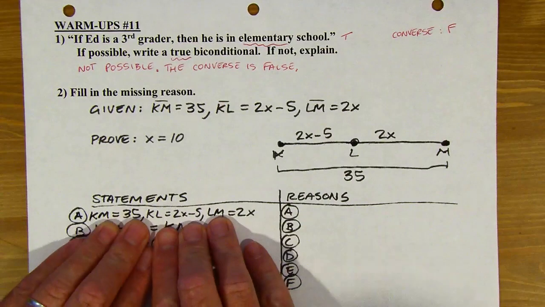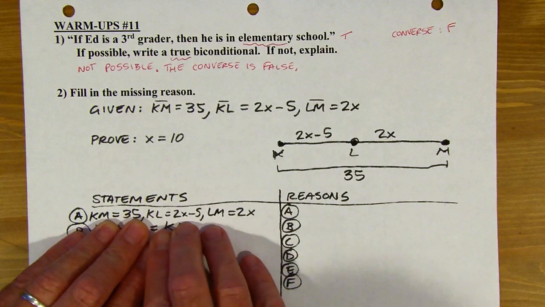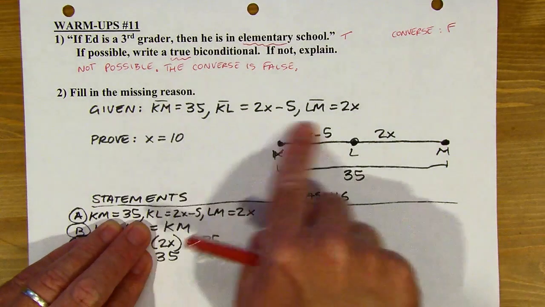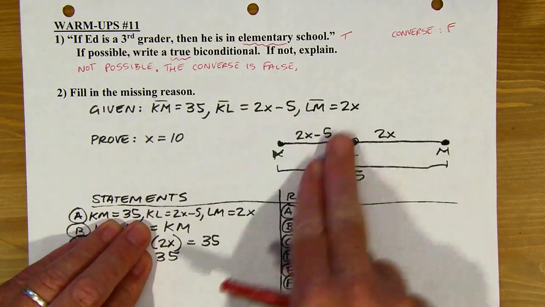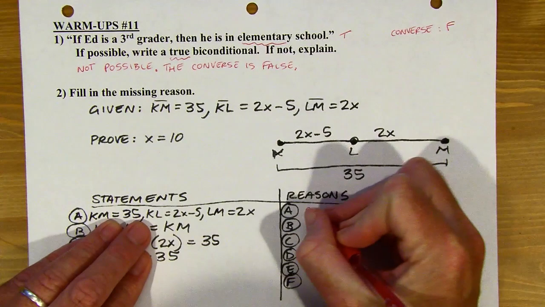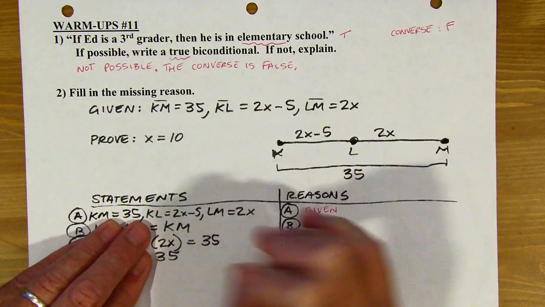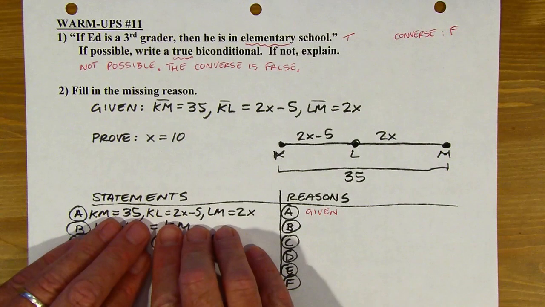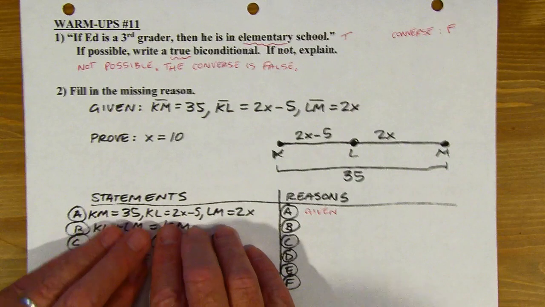First, I'm looking at this statement. I'm supposed to fill in the reason for this. Why is this true? Well, this is true because it's given. We're just told that it's true, right? It's given in the diagram, and also up here it's just written as given. So that's always going to be my first reason, given, okay? And then from there on out, I'm going to have to think a little harder to figure out what my reasons are.